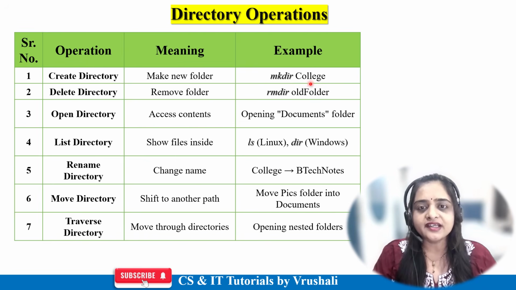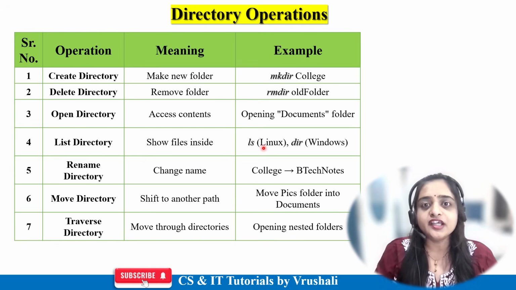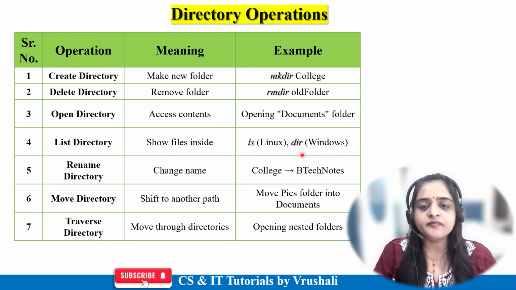That is mkdir and the folder name. Again, delete directory. If you want to delete a particular folder, the rmdir method is used to remove a directory from a particular path. Then open directory and list directory, meaning how many directories are present in a particular system. You can use the ls command in Linux, and the dir command in Windows. They give the list of all the folders and files in your system.